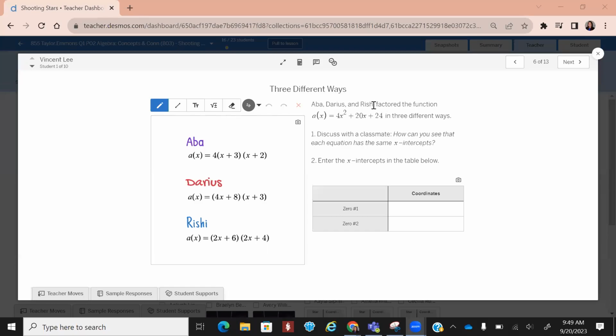Go. Abba, Darius, and Rishi factor the function 3 different ways. How can you see that the x-intercepts are the same in each equation? What do you think? Michelle, how do you see the x-intercepts are the same in each equation? What could you do to find it, Nico?